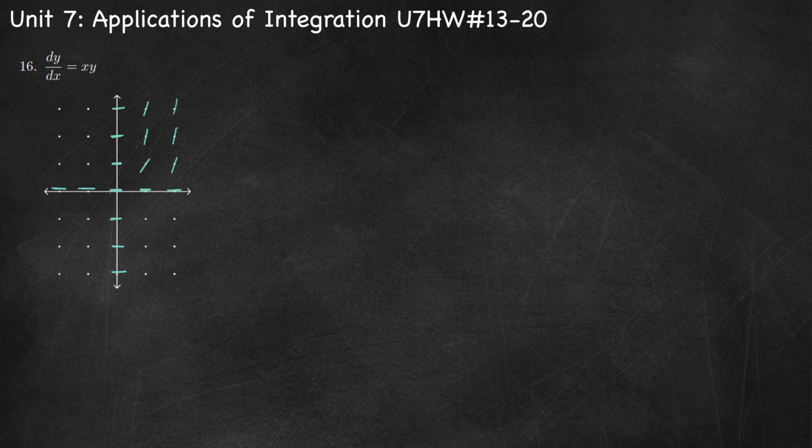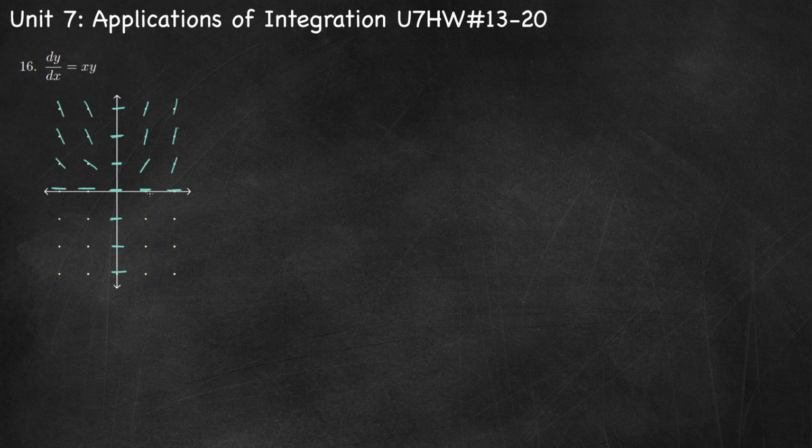Just do your best. At (-1, 1), the slope is -1. At (-1, 2), the slope is -2. At (-1, 3), the slope is -3. At (-2, 1), the slope is -2. Missed my mark there. At (-2, 2), the slope is -4. And then -6 up here.